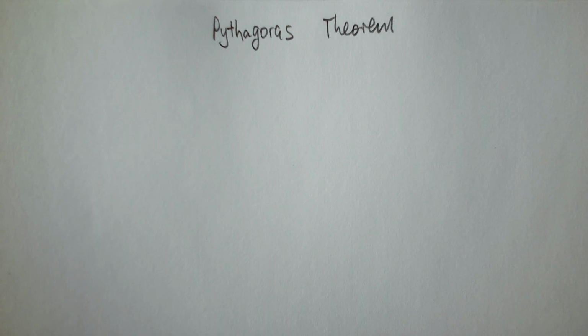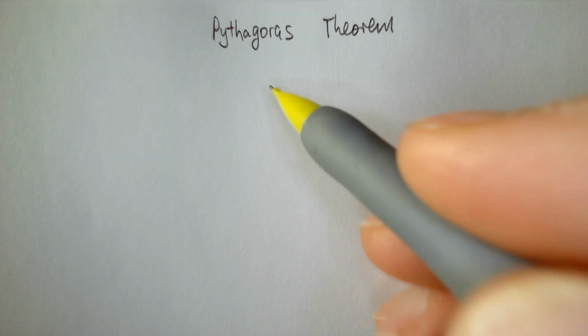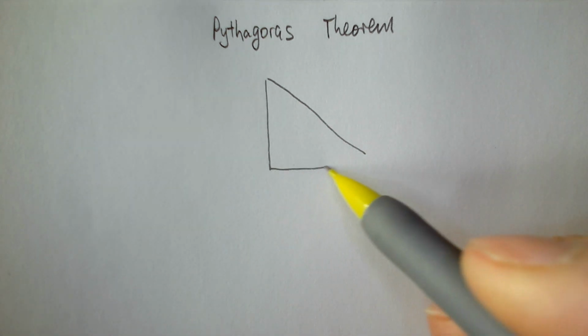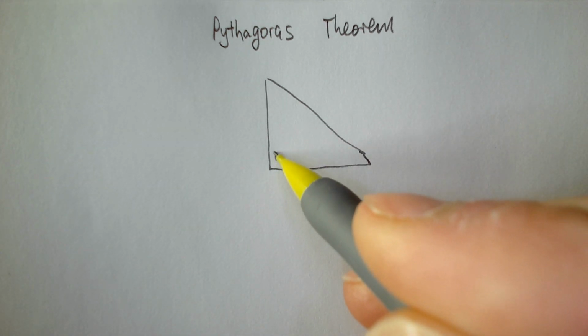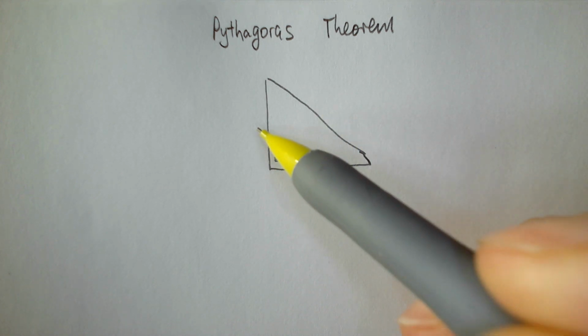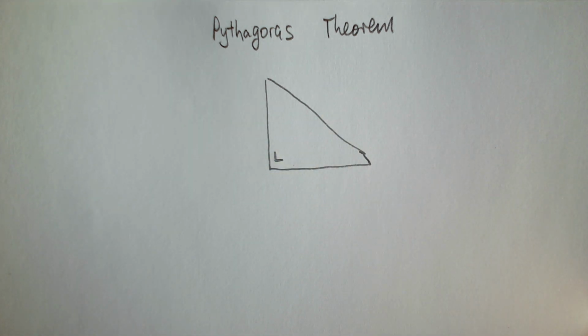In this video, I want to talk to you about Pythagoras Theorem. So Pythagoras Theorem relates the sides of triangles to one another. In a right angle triangle, the square on the hypotenuse is equal to the sum of the squares on the other two sides.